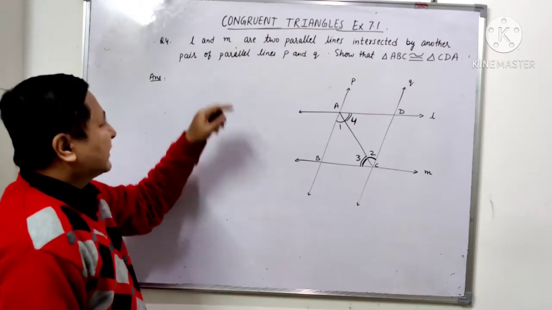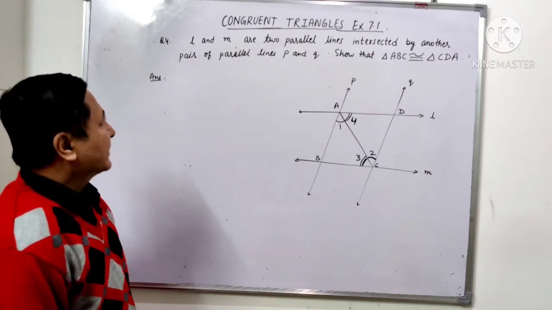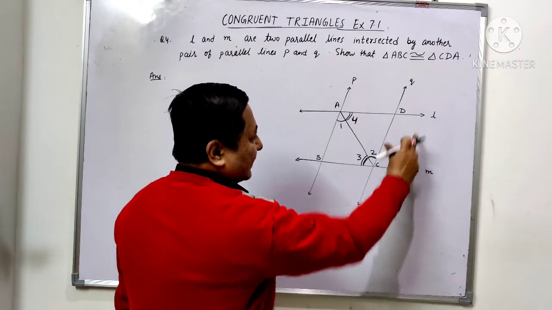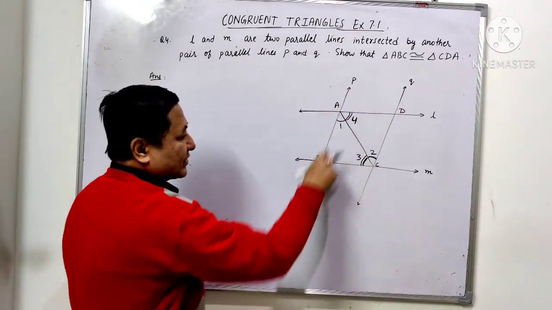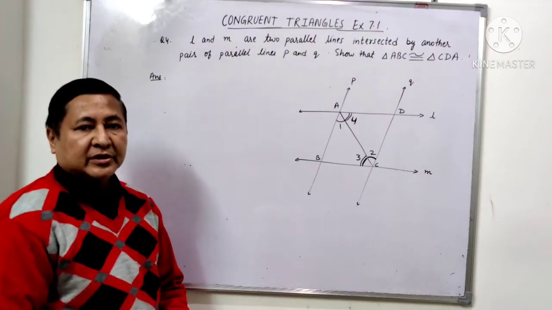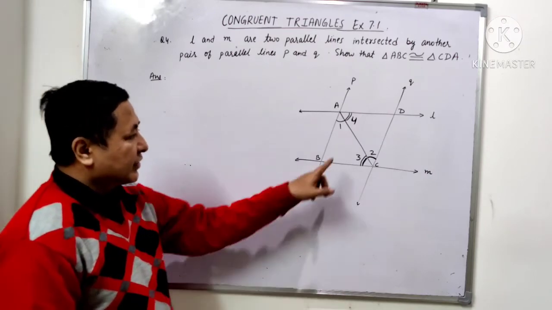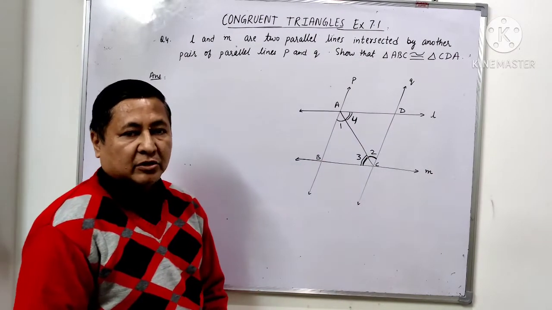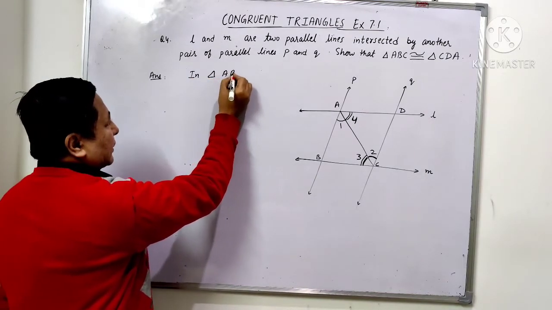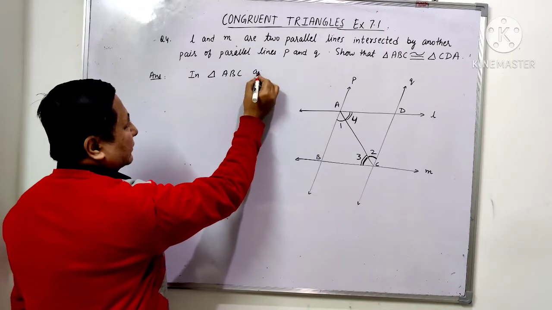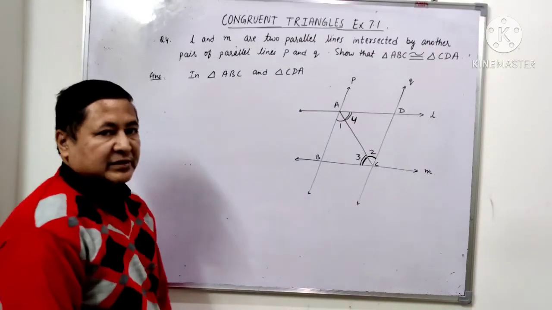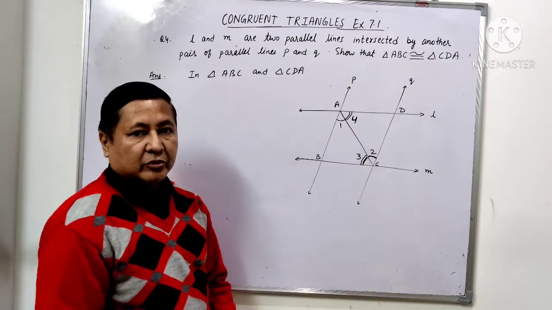In this, it is given that L and M are two parallel lines intersected by another pair of parallel lines P and Q. This L and M are parallel lines, intersected by two parallel lines, P and Q. And we have to show that triangle ABC is congruent to triangle CDA. So first we'll write the names of the triangles. In triangle ABC and triangle CDA, I have marked certain angles here, angle 1, 2, 3 and 4.